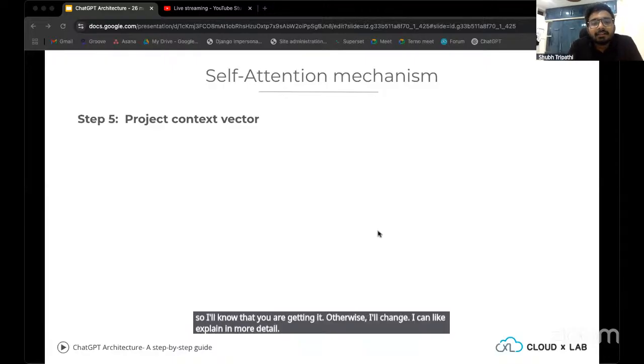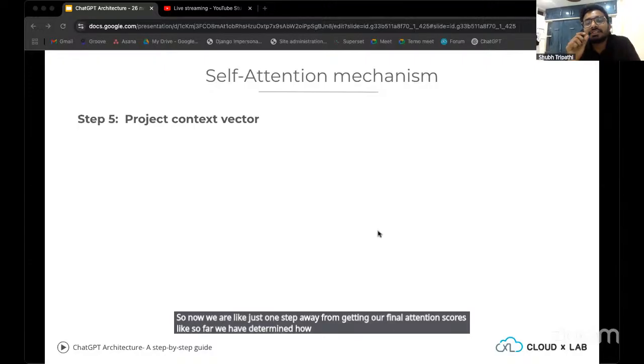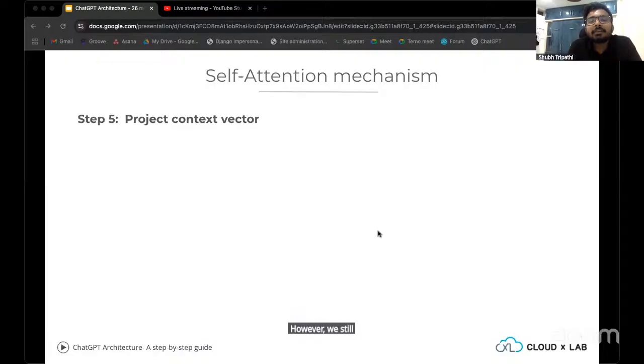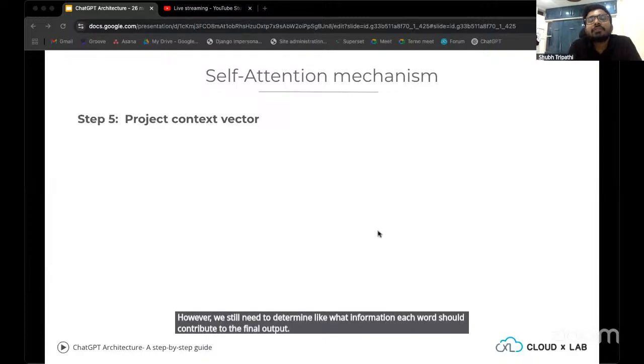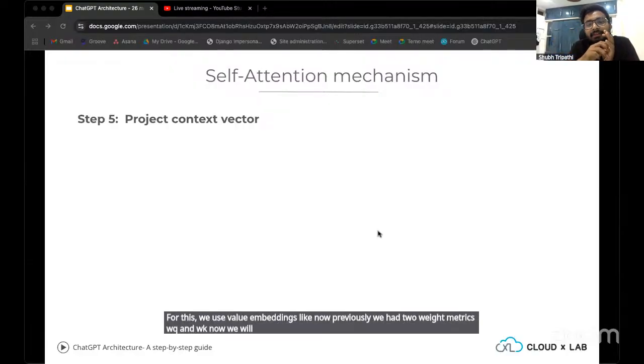So now we are just one step away from getting our final attention scores. So far, we have determined how much focus each word should receive using query and key vectors. However, we still need to determine what information each word should contribute to the final output. For this, we use value embeddings. Previously we had two weight matrices, WQ and WK. Now we will have three weight matrices: WQ and WK, which we used before, and now we introduce a new weight matrix, WV, which helps us calculate the value embeddings.